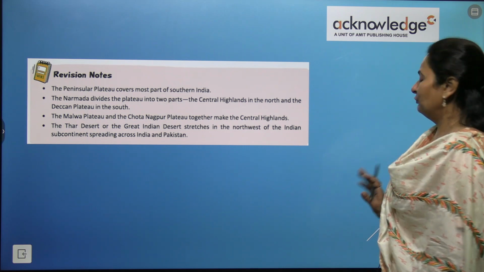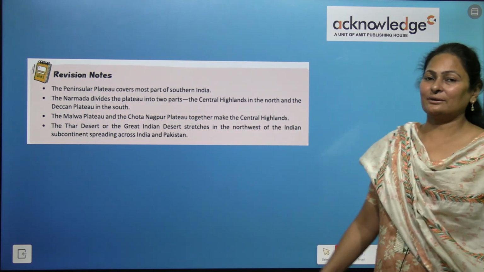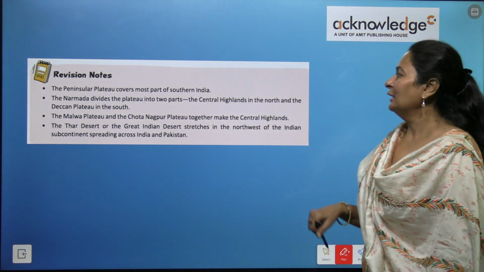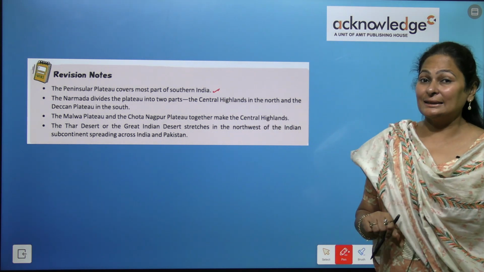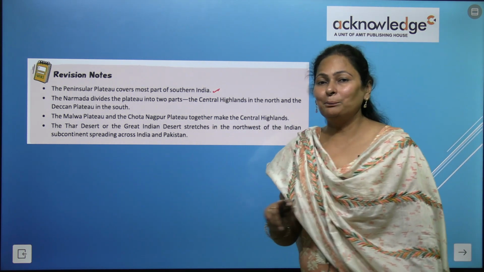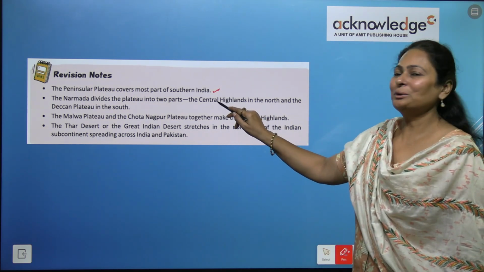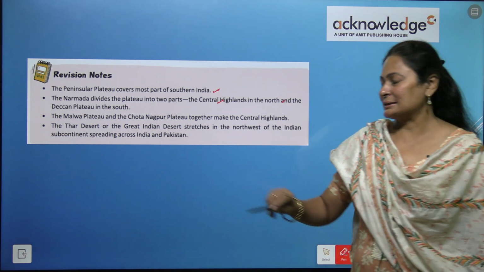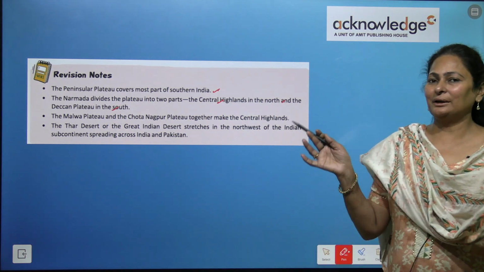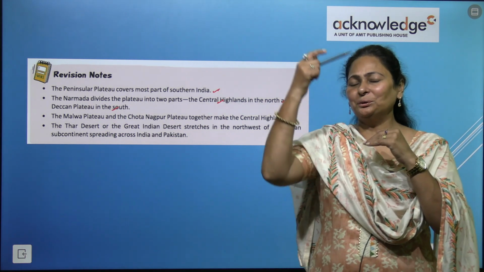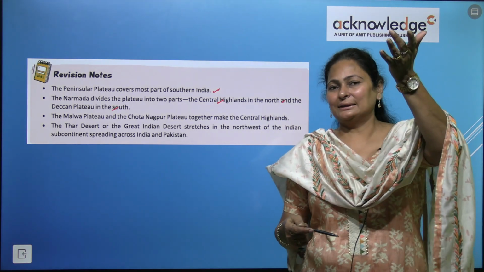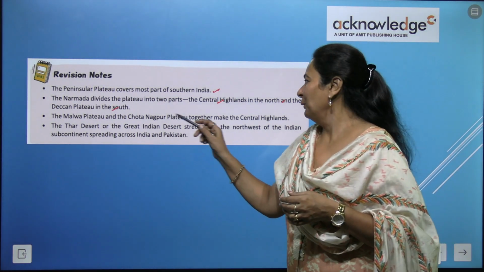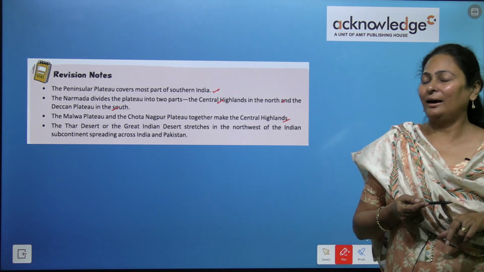So that's all for this chapter, kids. Let's revise what we have done in this. The Peninsular Plateau covers most part of southern India. The Narmada divides the plateau into two, the Central Highlands in the north and the Deccan Plateau in the south. Again, the Malwa Plateau and the Chota Nagpur Plateau together make the Central Highlands.